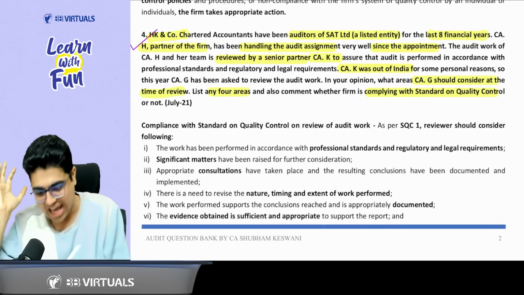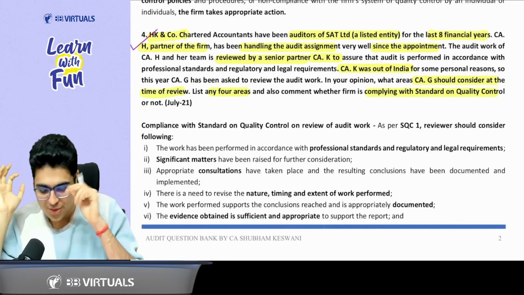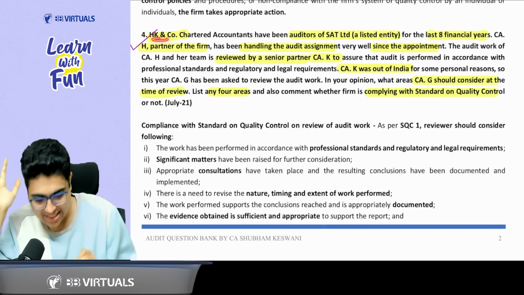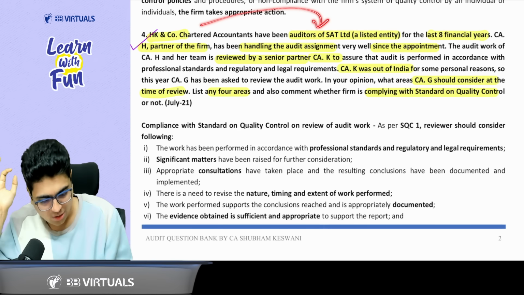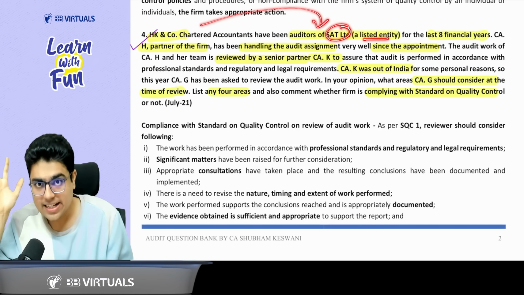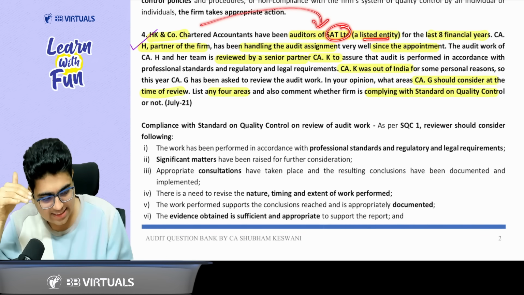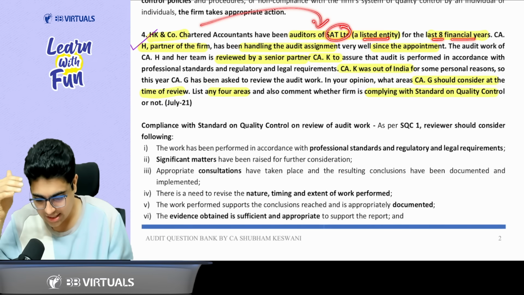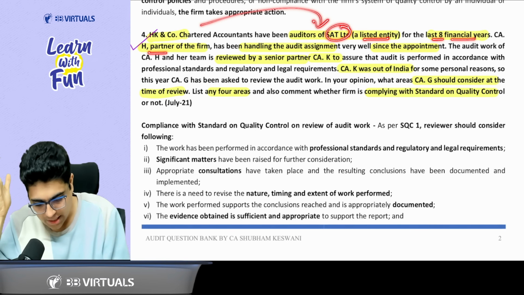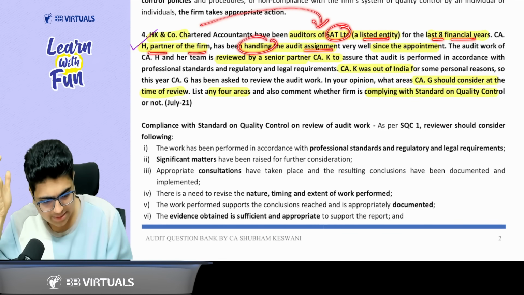Yes, everyone. Now come to question number 4. Question number 4 talks about HK and Company. HK and Company are the auditor of SET Limited, which is a listed entity. And they are auditing this listed entity for 8 financial years. Oh my God. H, the partner of the firm, is handling the audit assignment since the appointment.